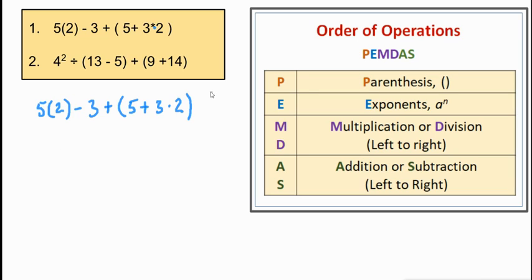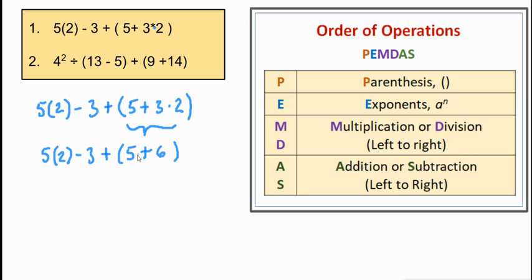All right, now we want to do the parentheses first. So we have this parenthesis right here, but within that we have multiplication and addition. So we need to do that multiplication first. So let me rewrite this first part. 5 times 2 minus 3 plus, and then I'm going to simplify that multiplication. 3 times 2 is 6, so it's going to be 5 plus 6.